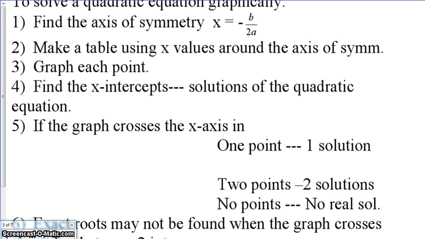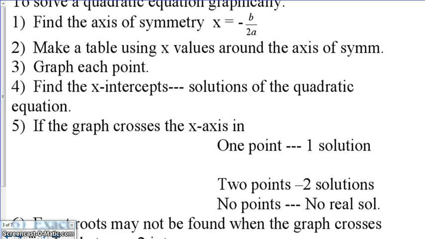To solve a quadratic equation graphically, first we're going to find the axis of symmetry, where x equals negative b over 2a. Remember, that's the x-coordinate of your vertex. We're going to make a t-table using x values around the axis of symmetry. We're going to graph the points, find the x-intercepts, or the solutions of the quadratic equation.